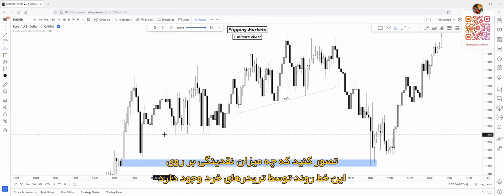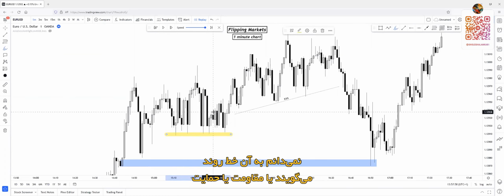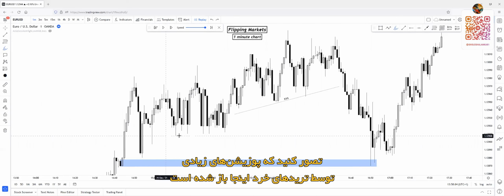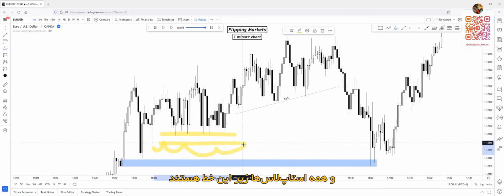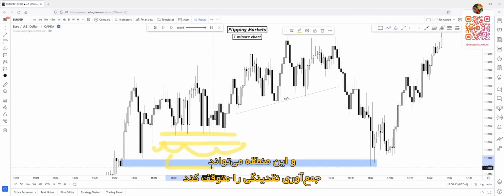So just imagine how many retail traders opened positions on this line, on the trend line, or the resistance or support, however they call it. Just imagine how many retail traders open positions here. So all of the stop losses are located below this line. The stop loss is located somewhere here, and this zone could hold the liquidity sweep.